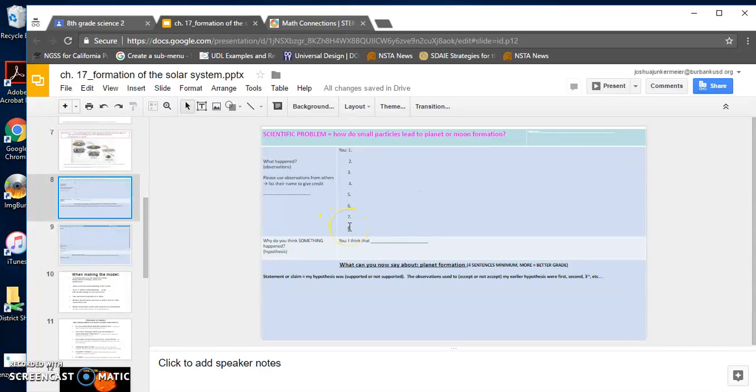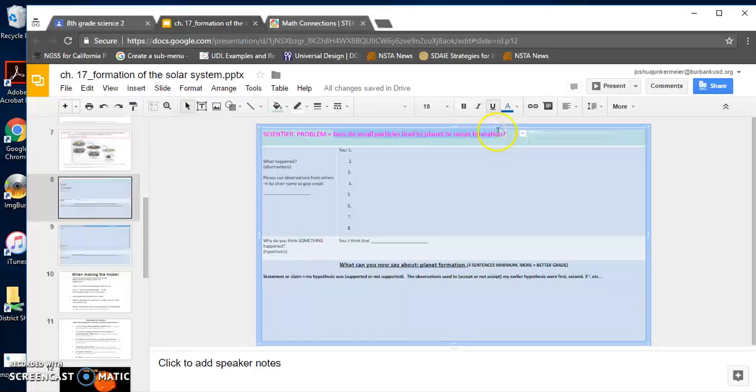As you need to complete this, you need to read this initial question: How do small planets lead to moon formation? And then you put your hypothesis here. In this blank space, I think that planets form in space when yada yada yada. You need to add more to this slide.